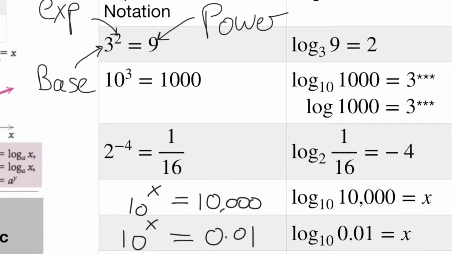Let's take a look at this. What's the exponent? It's -4. What's the base? It's 2. What's the power? It's 1/16. So if you take log base 2 of this power 1/16, you will get the exponent. What's the exponent? It's -4.